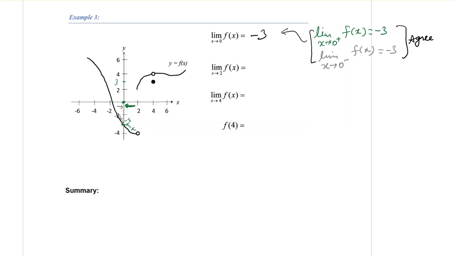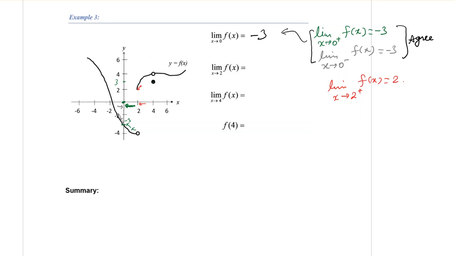Let's discuss what happens next, when x approaches 2. Limit as x approaches 2. Again we can figure out the two parts. First, the limit as x approaches 2 from the positive side. What happens to the y? y is approaching 2, so the function's value is 2.